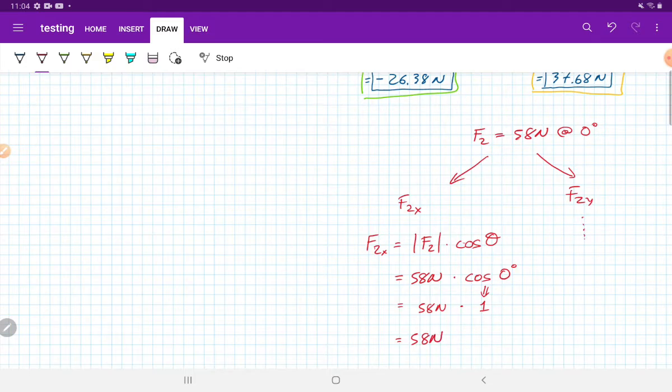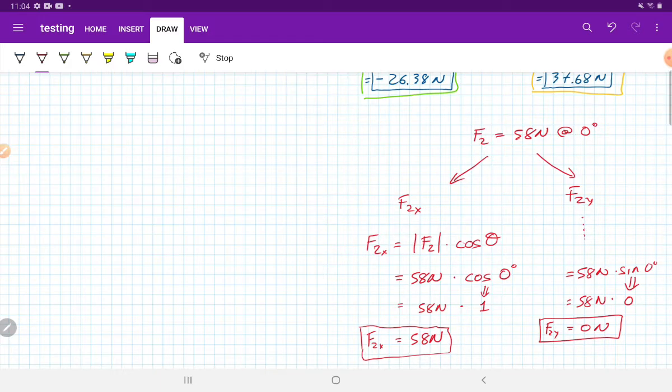Likewise, if you do this, you will find 58 newtons times sine of 0 degrees. That sine of 0 degrees is 1. Do it in your calculator, you'll see I'm right. Oh, sorry, 0. Whoops. So sine of 0 degrees is 0, and 0 times anything is 0. And that makes sense, right? So F2y is equal to 0, and F2x is equal to the full value.